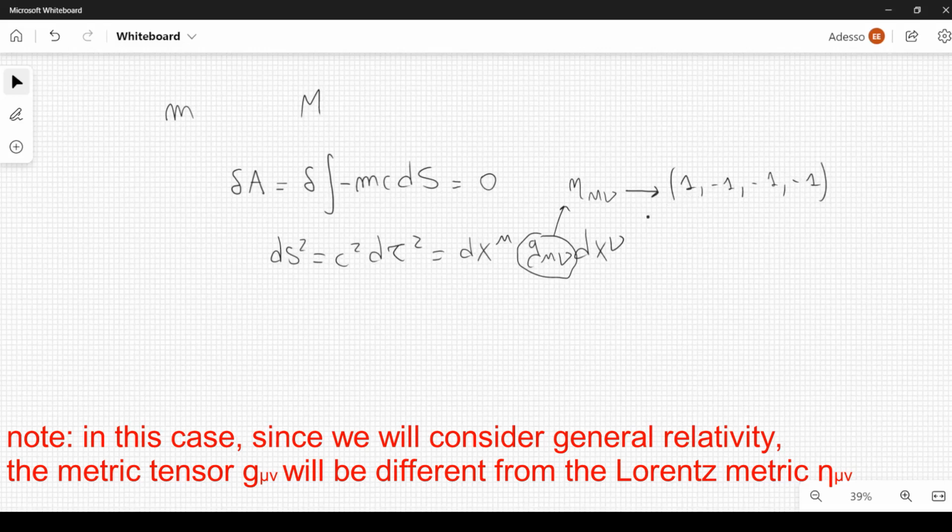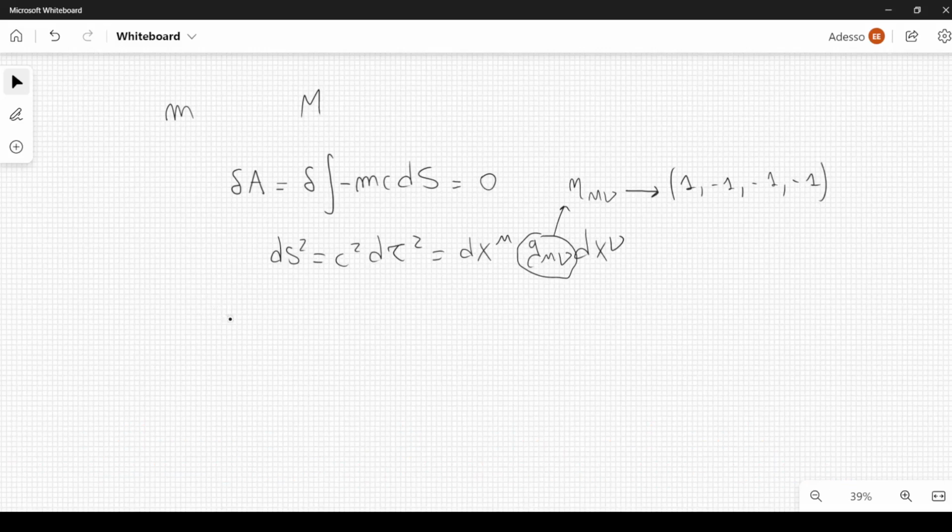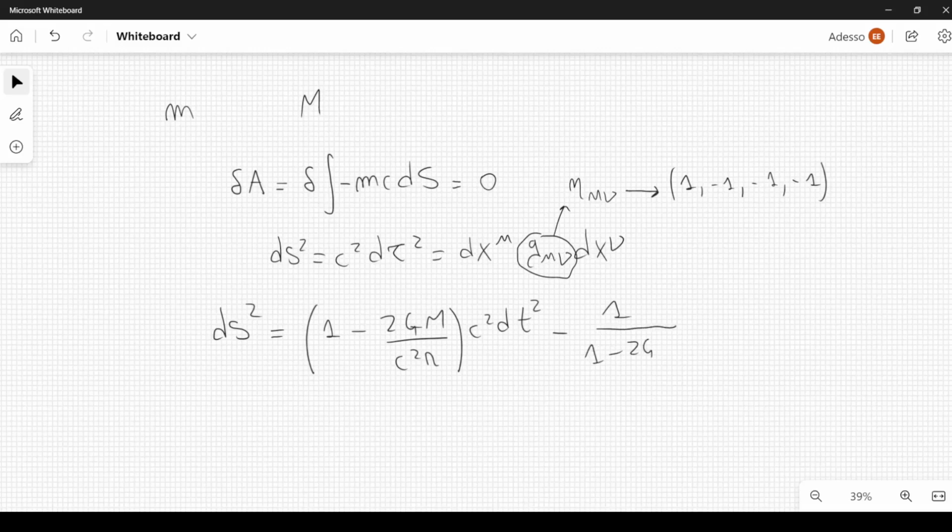to this one. And now we're going to write the Schwarzschild metric, which describes exactly the gravitational field generated by a static spherical body. And in particular, let me write down ds squared. In this case, we can write it as 1 minus 2GM divided by c squared r, c squared dt squared minus 1 over 1 minus 2GM over c squared r, dr squared minus r squared d theta squared minus r squared sine squared theta d phi squared, like this.